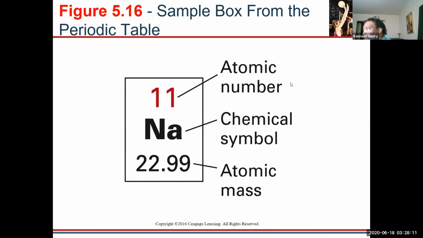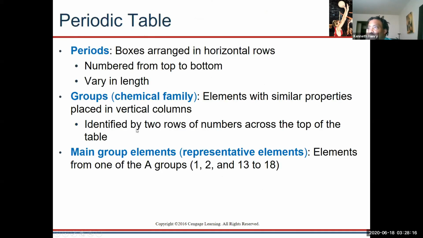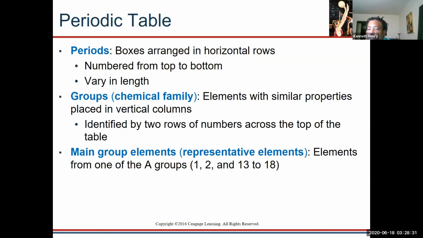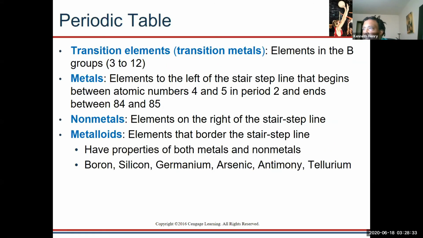You guys know what the atomic number is, you know what the chemical symbol is, you know what the atomic mass is. We've already talked about the periods and the groups. Main group is basically the ones that have the A's on it. Okay, so we know that our periodic table is broken down into transitional elements, which are transitional metals. So let me pull up my periodic table so you guys can see it at the same time.